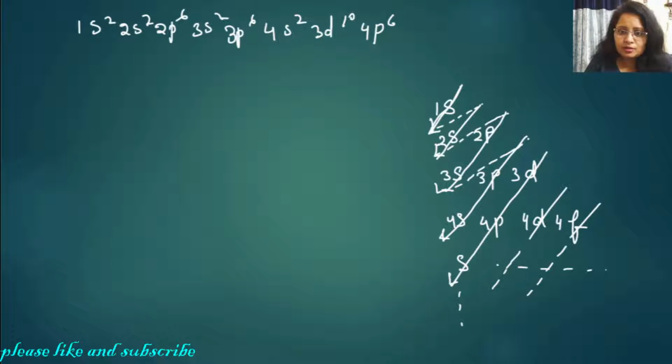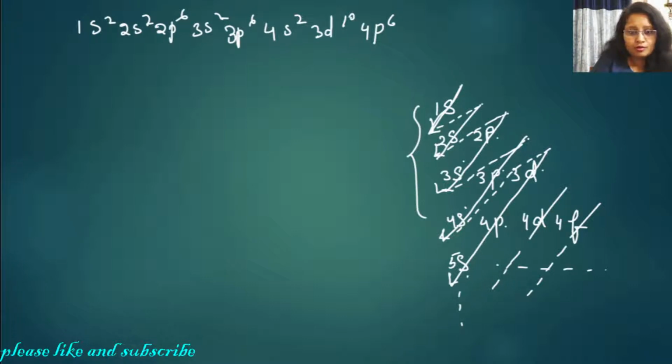It means electrons will come in the 1s orbital, then go to 2s orbital, then 2p orbital, then 3s orbital, then 3p, then 4s, and then the arrow will go back here. It means after 4s the electrons will fill up the 3d orbital, then go to 4p, then 5s, like that it will go on. Seeing this, we can write our own configuration.